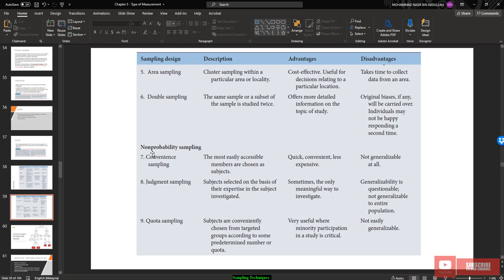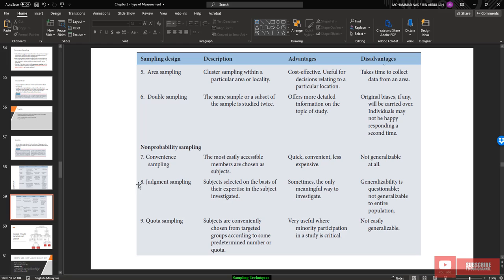For non-probability sampling techniques, we are discussing three of the sampling techniques, the first one being convenience sampling. The most easily accessible members are chosen as subjects. Quick, convenient, less expensive. This is the advantage of convenience sampling techniques. But the disadvantage is that it is not generalizable at all.